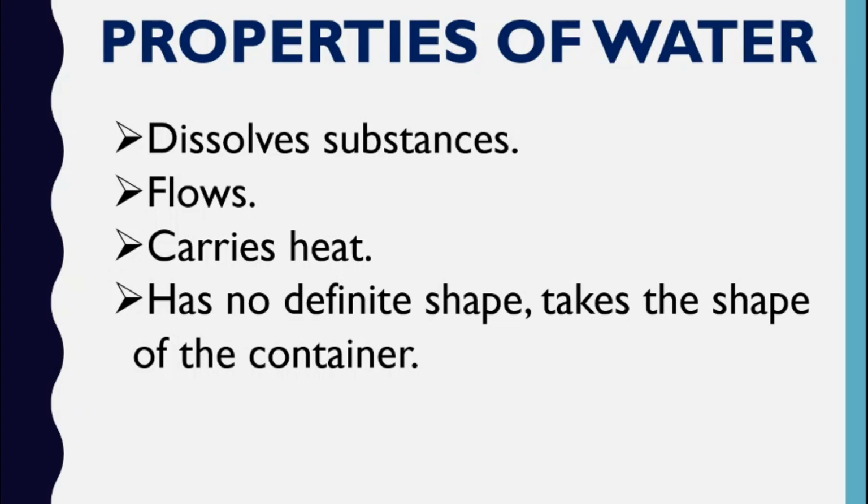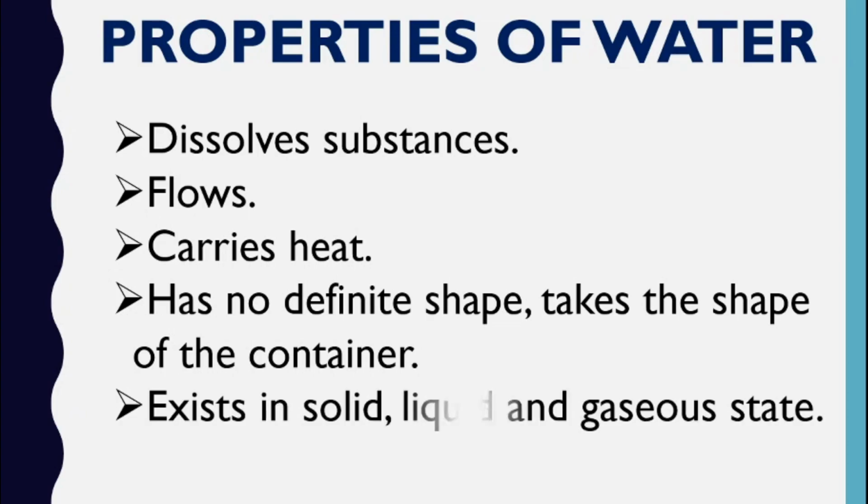And the last and final one, it can exist in solid, liquid and gaseous state. Let me repeat it. Water can exist in solid, liquid and gaseous state. So, solid state of water is ice and the gaseous state of water is water vapor or steam. And the liquid state of the water is water. So, the water which is used for cooking, gardening, washing, etc. are in the liquid state.